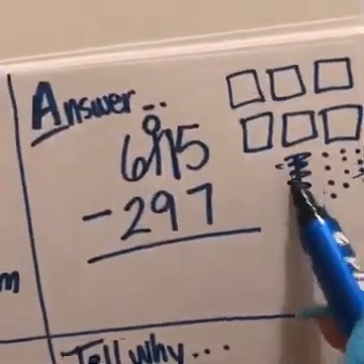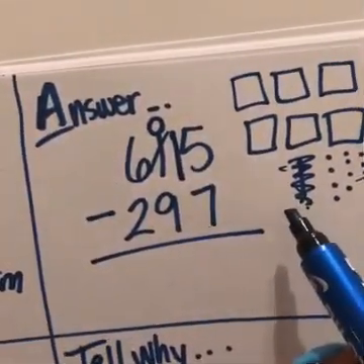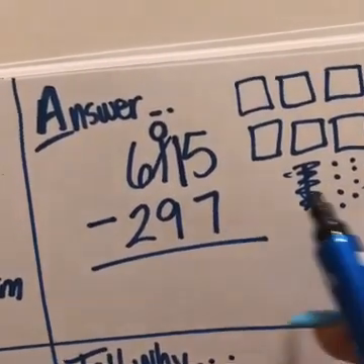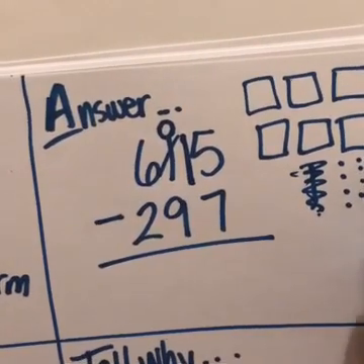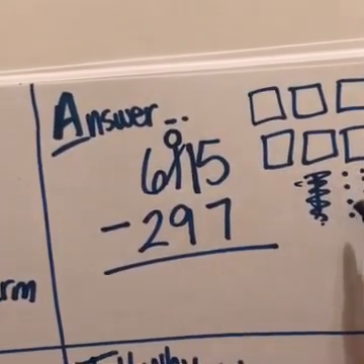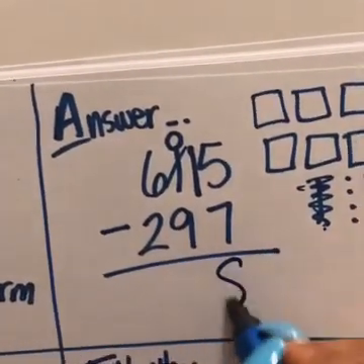So I changed that. So I took that away. So now I have no tens, right? And then I added them over here. Now I can take away 15 minus 7. 1, 2, 3, 4, 5, 6, 7. And that leaves me with 1, 2, 3, 4, 5, 6, 7, 8.